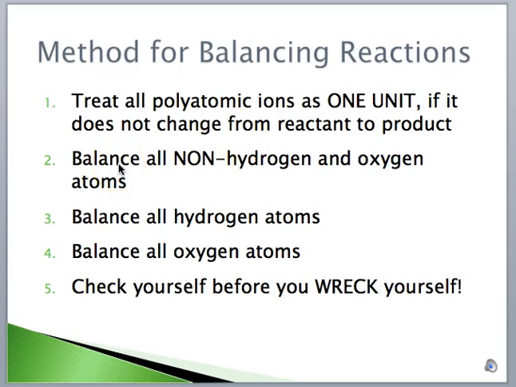Then you're going to balance all of your non-hydrogen and oxygen atoms. That means your carbons, your nitrogens, whatever else that's there. Then you're going to balance those hydrogen atoms. And last but not least, balance those horrible oxygen atoms. They can really mess with you. And then you check yourself before you wreck yourself. Moving right along.